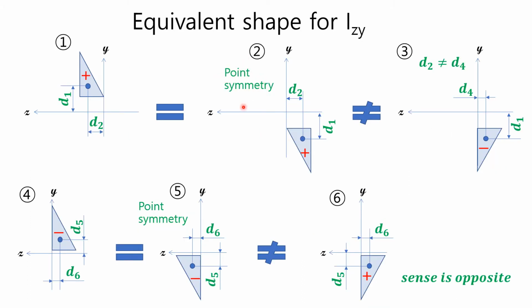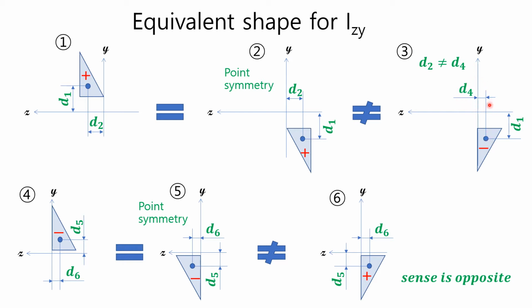The figures on the screen show the equivalent shapes for the product moment of area. The product moments of area for the first and the second are the same, but that of the third is different from the other 2 because the first is point symmetric with the second about the origin, but not with the third. The third has a different horizontal distance from the coordinate origin to the centroid of the triangle compared with the other 2.